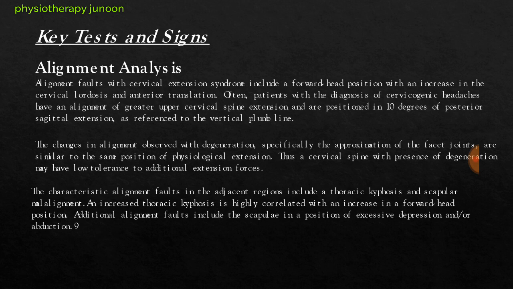Alignment analysis. Alignment faults with cervical extension syndrome include a forward head position with an increase in cervical lordosis and anterior translation. Patients with a diagnosis of cervicogenic headaches have an alignment of greater upper cervical spine extension. Here it is clearly mentioned that the upper cervical spine is positioned in 10 degrees of posterior sagittal extension in reference to the vertical plumb line. If you measure from a vertical plumb line, you see the 10 degrees of posterior sagittal extension.